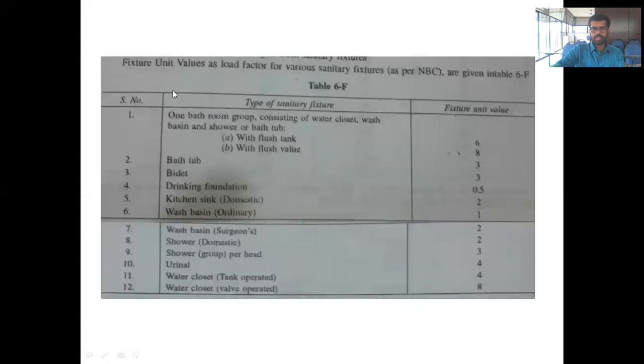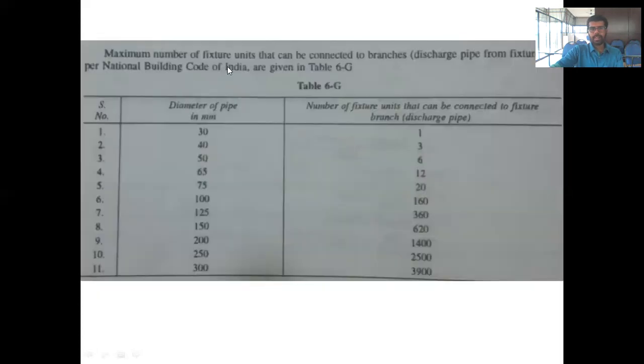Now coming to this one, fixture unit values as load factor for various sanitary fixtures as per NBC are given in 6F. So this is the fixture unit value for different sanitary fixtures. Bathtub 3, bidet 3, kitchen sink 2, wash basin ordinary 1, water closet 4, urinal 4, etc. This is the fixture unit. We have studied the water supply fixture unit, right? In the same way, this is the drainage fixture unit, but the fixture unit will be changing for this. Now the maximum number of fixtures that can be connected, this we have already seen.